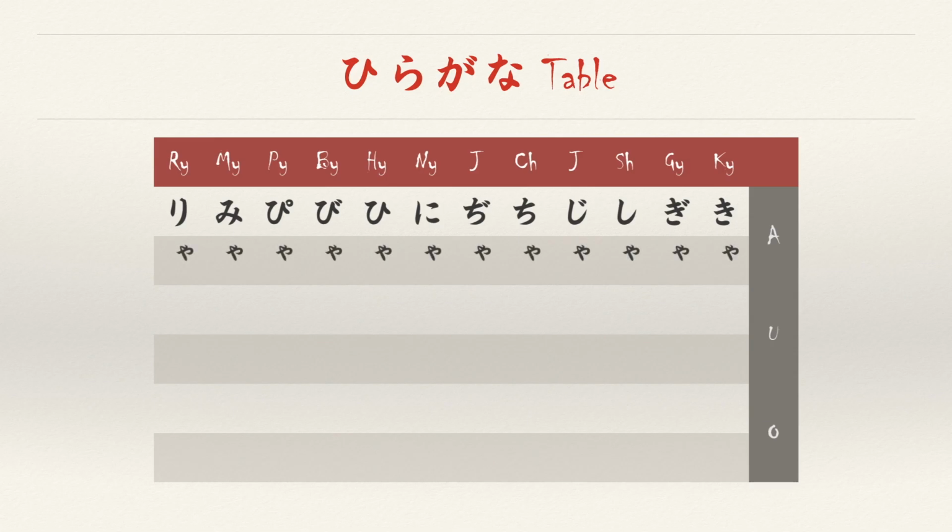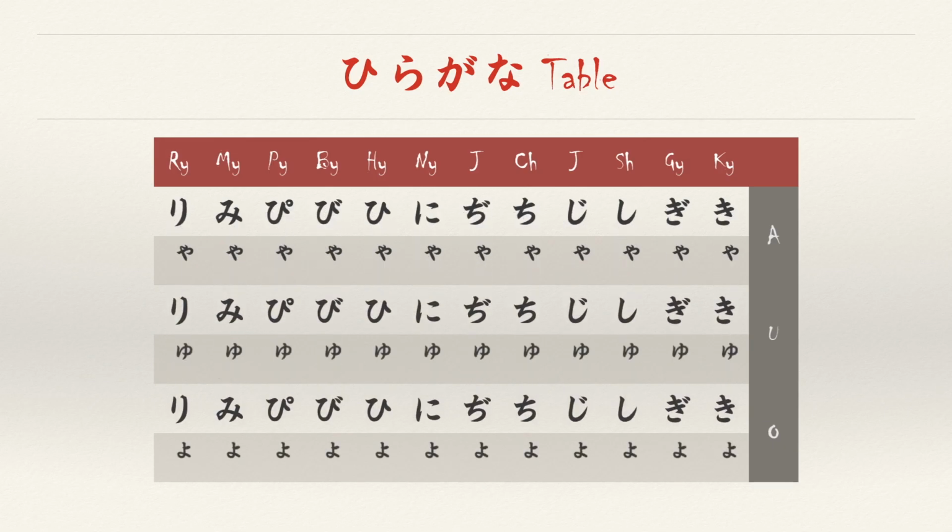Notice the character from the Ya-gyo is written smaller than normal. When writing vertically, the character from the Ya-gyo is written in the upper right corner of its box. The other 2 rows are created using Yu and Yo. Now let's take a look at what happens when we write these characters horizontally.